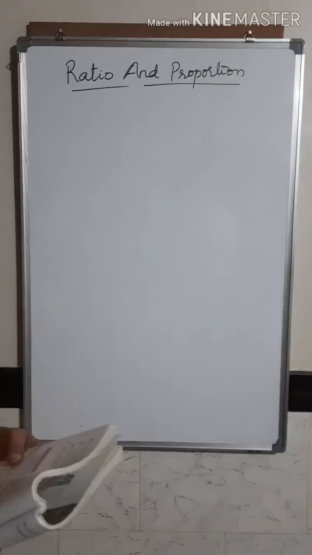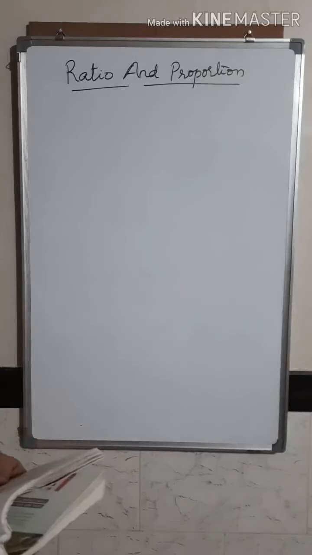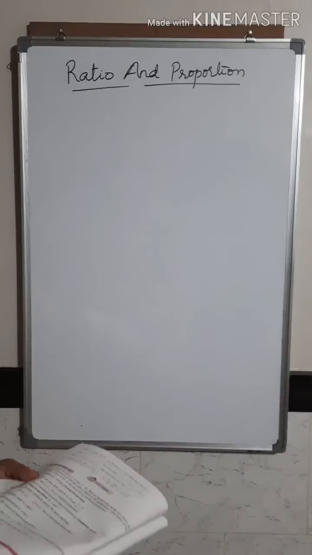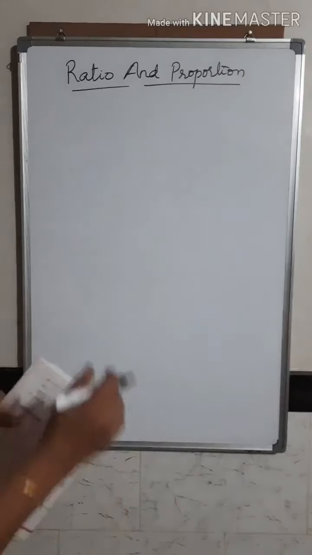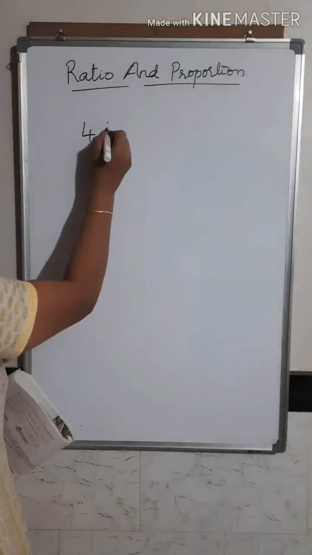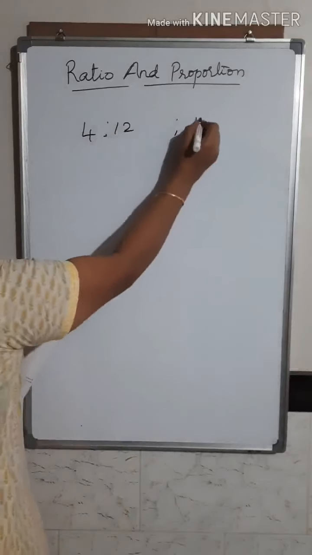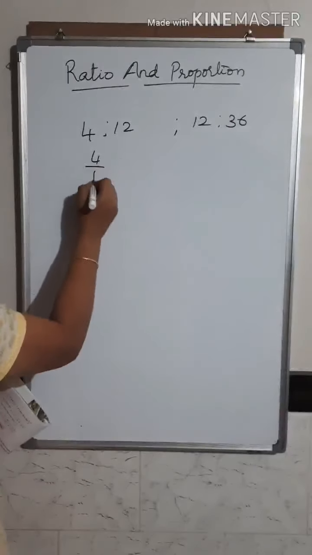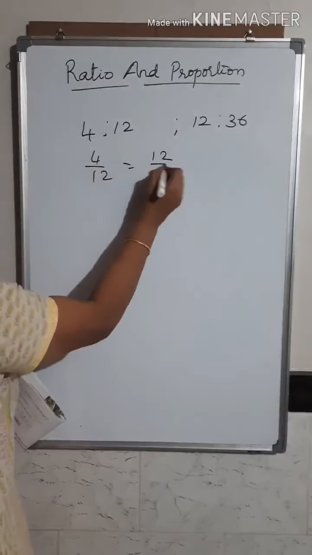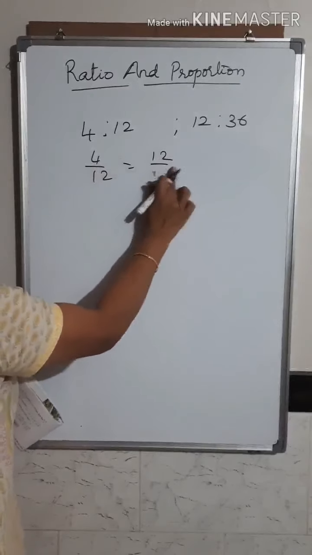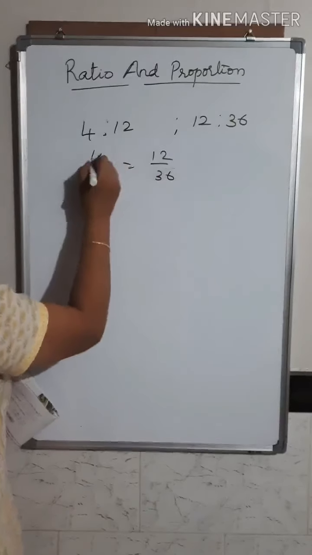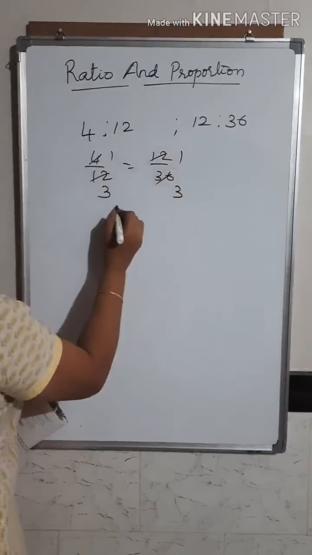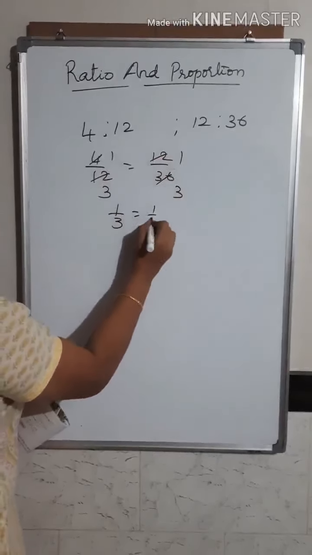Students, today we are going to learn another concept in ratio and proportion, that is continued proportion. So what do you mean by continued proportion? Suppose you take the ratios 4:12 and 12:36. When you compare these ratios, 4/12 is equal to 12/36. That is, 4 ones are 4, 4 threes are 12, 12 ones are 12, 12 threes are 36. So you get 1/3 is equal to 1/3.